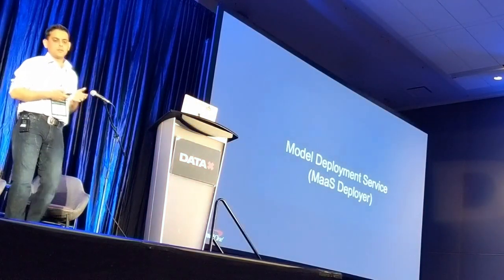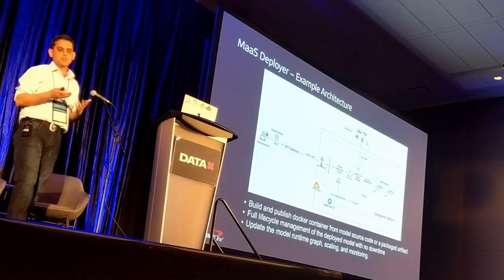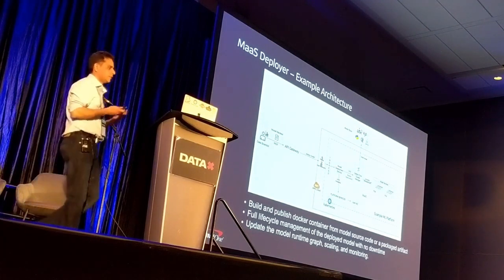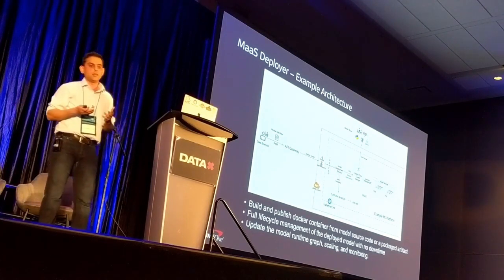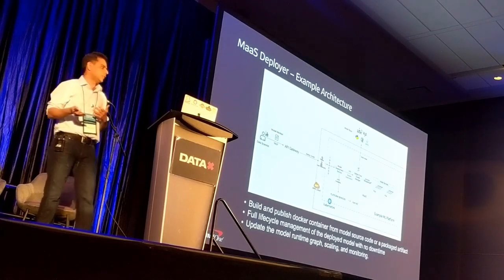I'll move on to the model deployment service. This is again an example architecture using Kubernetes components to deploy our model. It essentially takes in a model manifest file from the publisher, packages the model, and deploys into the Kubernetes cluster.